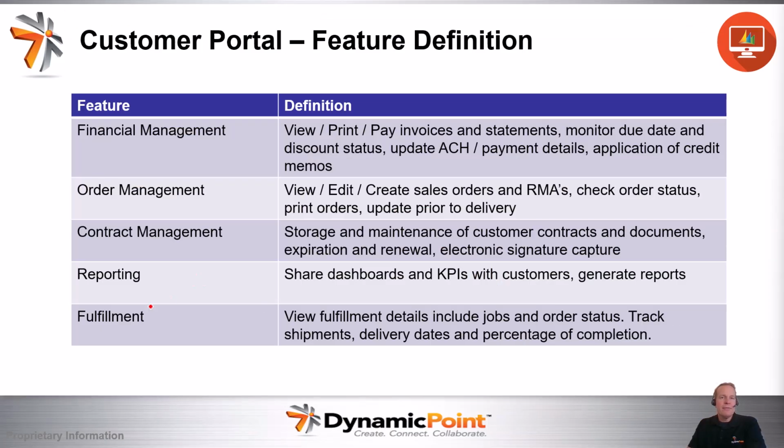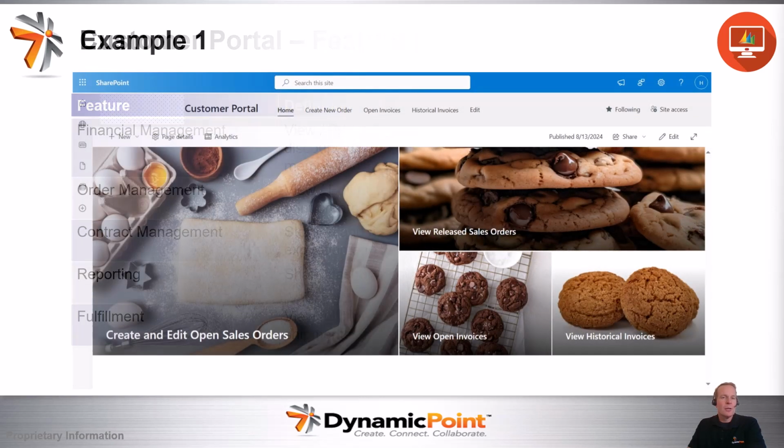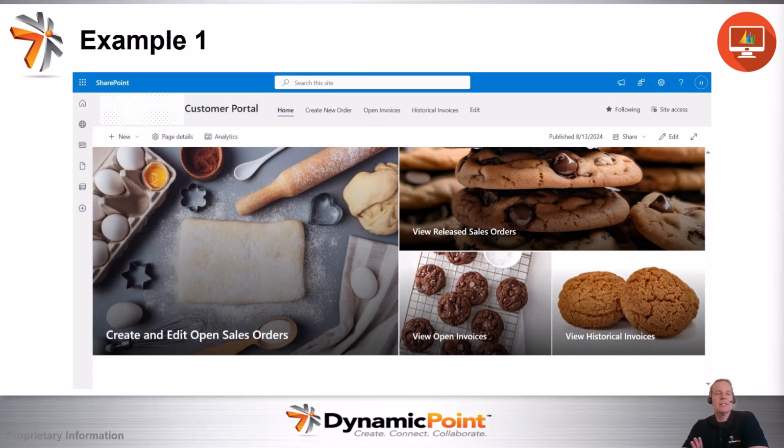Okay, so those were the features that we covered. Moving forward, we're going to look at a couple customer examples that are using the portal product. Again, these are manufacturing customers. Just to do a quick showcase, here you can see order creation is being featured: creating and editing, opening sales orders, viewing released ones, open invoices, again, that financial component being pulled into the portal, historical invoices.